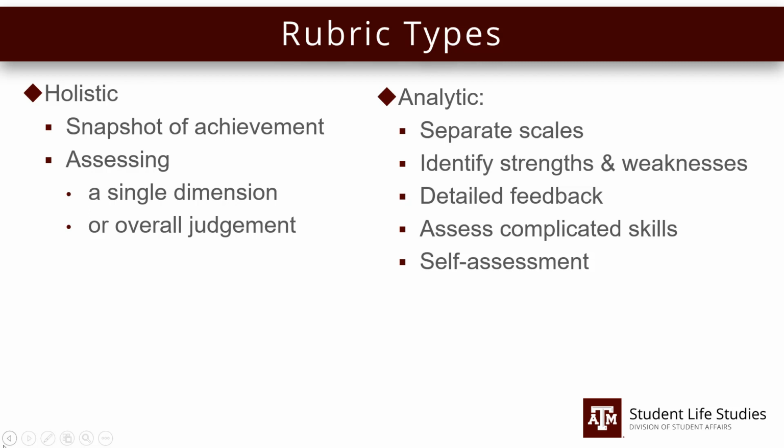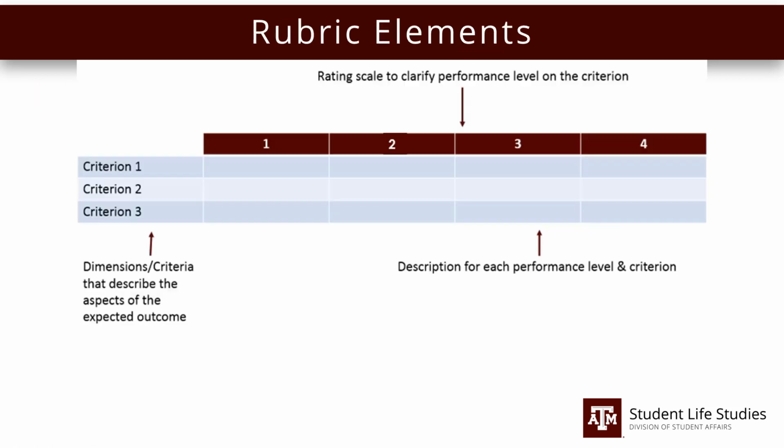Analytic rubrics can use separate scales for each competency or outcome. Analytic rubrics assist users in identifying strengths and weaknesses or opportunities for improvement in what is being assessed. In general, you want to use analytic rubrics to give detailed feedback, particularly for assessing complicated skills or artistic performances. Also, analytic rubrics are a great way to communicate performance expectations to students and for students to perform self-assessment of understanding or performance according to your standards.